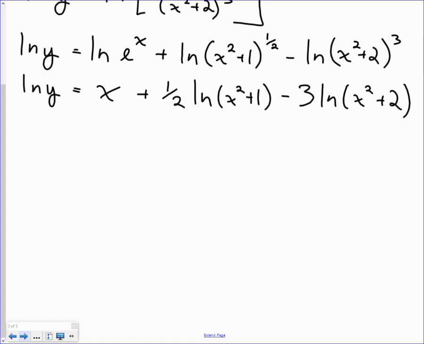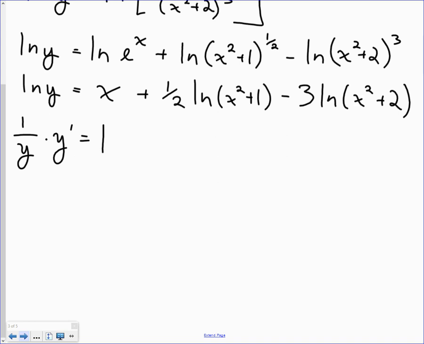So now let's apply implicit differentiation. We're going to take the derivative of the left side and each term on the right-hand side. When we do this, remember that y here is a function of x, so we have to use the chain rule when we do the derivative of ln y. The derivative of the ln part is going to give us 1 over y. y is our inner function, so for the derivative of our inner function, we can just write y prime. Derivative of x is 1.